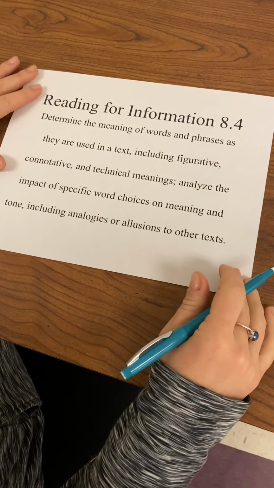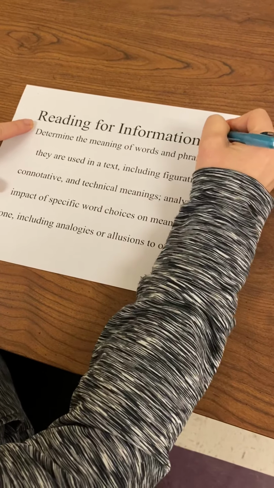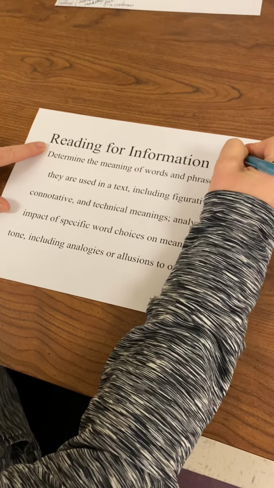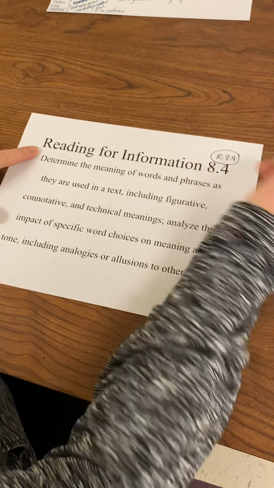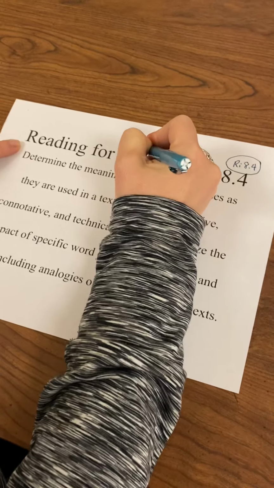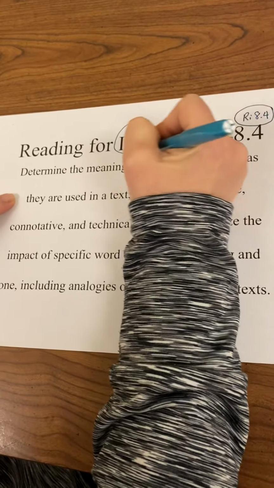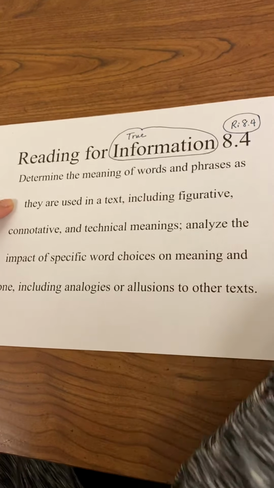Our first lesson today is going to be on reading for information. This is, if you are familiar, RI.8.4. That's maybe how you see it. And we're reading for information. This is going to be stuff that is true. So we've got informational text, is another way you might hear this said.